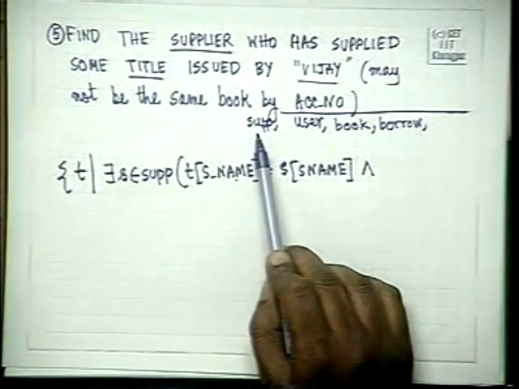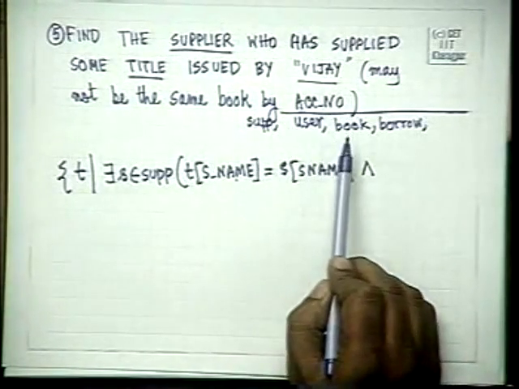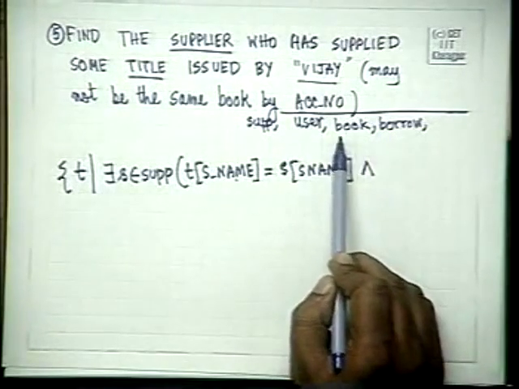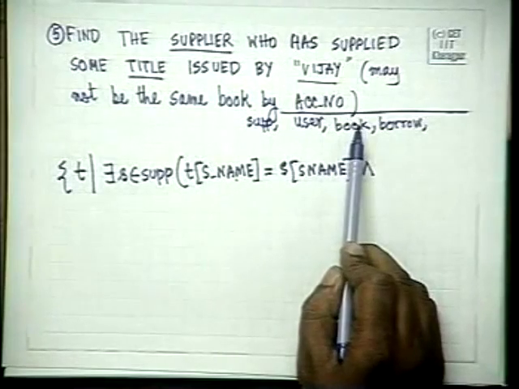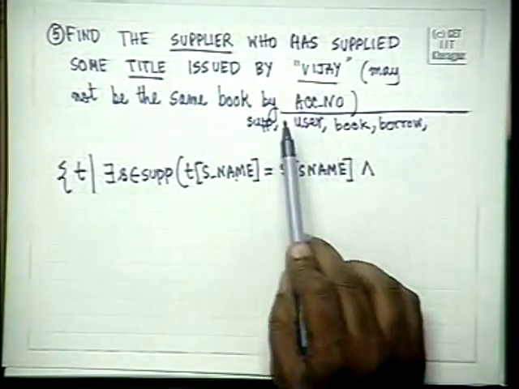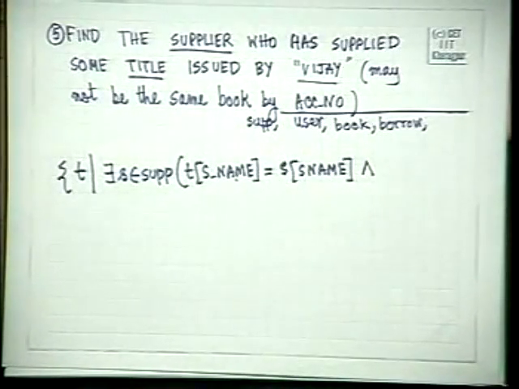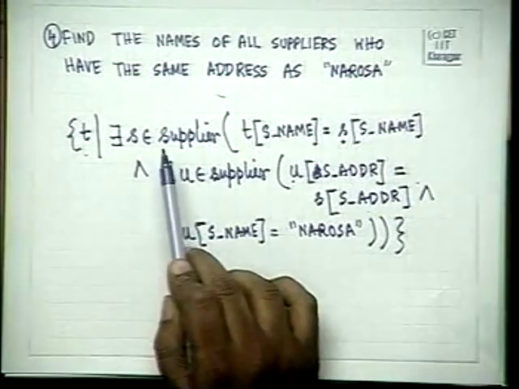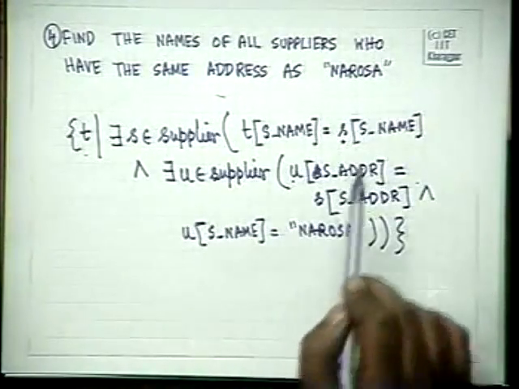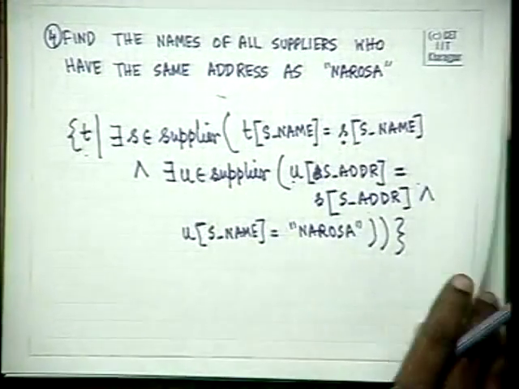Firstly, you will have to use this book relation to get the accession number and title of the book, and then you have to find another book which has the same title and it has been issued by Vijay. The previous one is part of using the same relation twice. Find the names of those who have got the same address.